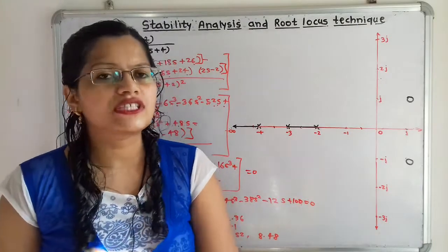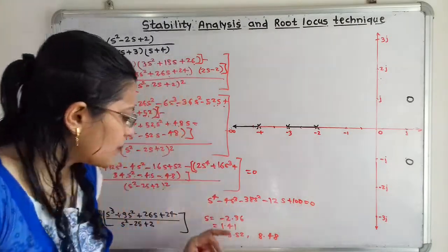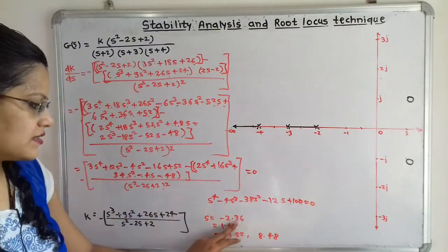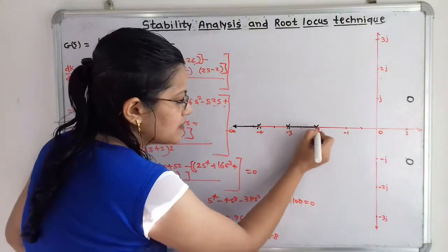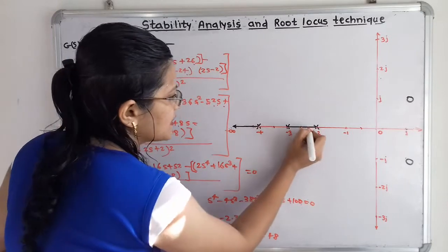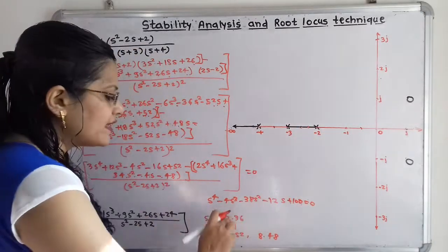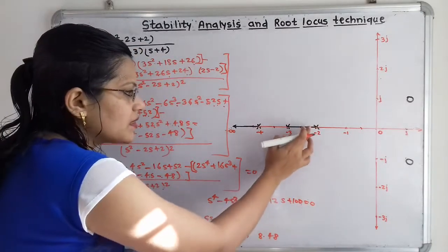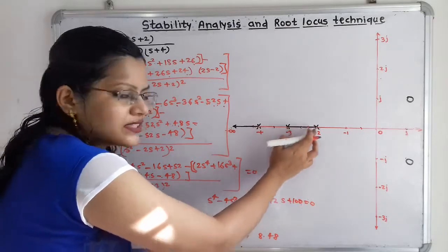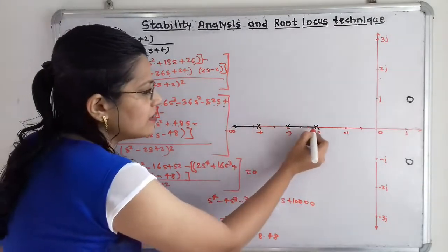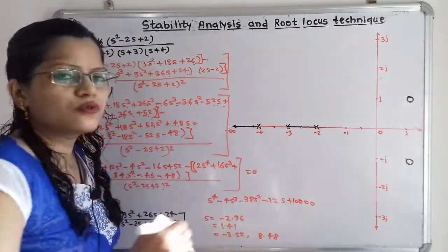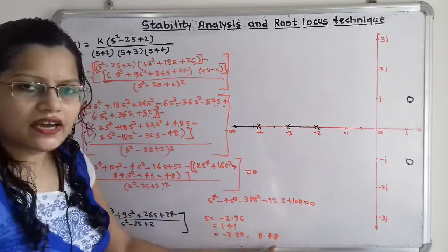Now we have to check each and every root. Minus 2.36 is in between minus 2 and minus 3. Suppose this is the point, then this point is in the range of the real part of the root locus. So these points lie on the root locus. Now we will check the other points also.